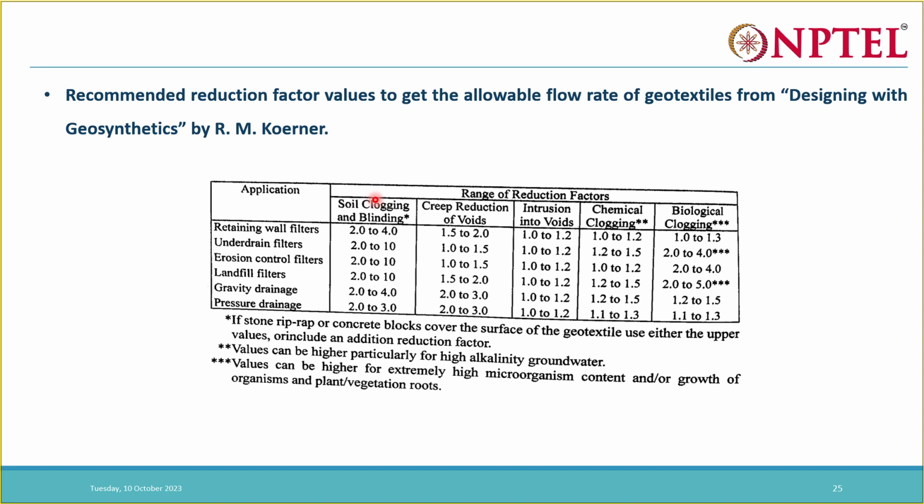So as I was saying, there are five types of reduction factor. One is the soil clogging and binding. Then you have the creep reduction of voids and intrusion into voids, chemical clogging, and biological clogging. These are the five types of reduction factor that we need to use, and the ranges of these values vary with the application. So just an approximate value is given.